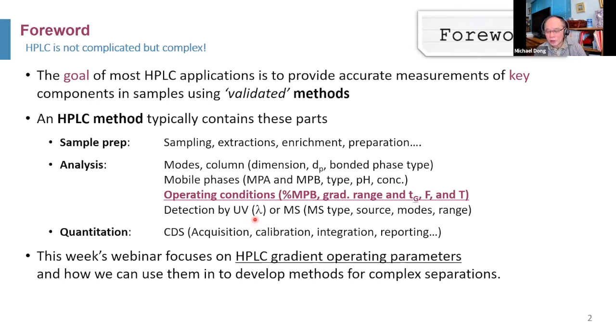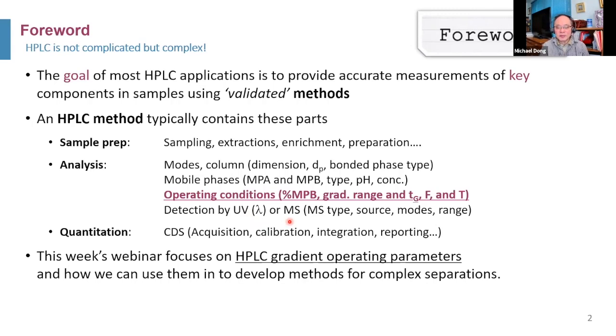A lot of times we collect all the UV spectrum using a photodiode detector, which is the de facto standard in pharmaceutical analysis. It's not a single wavelength UV. We use a photodiode detector as our standard detector. And then mass spec, right?